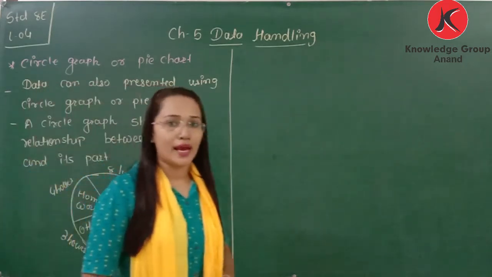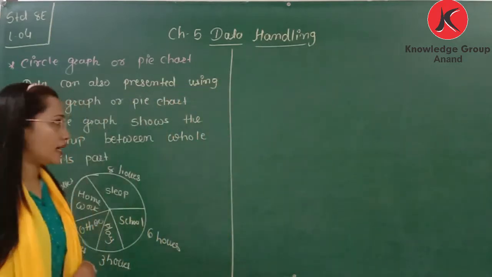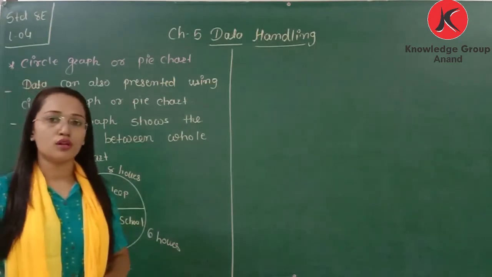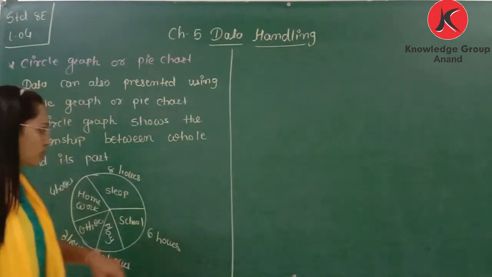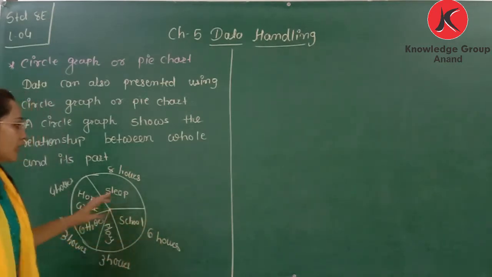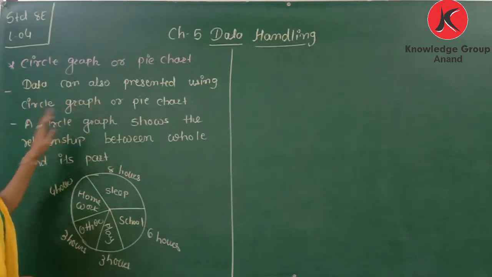Also we learned about the line graph previously. But now today we will start the pie chart. Now what is a pie chart? Pie chart is also called the circular graph. Why? Because we are representing the data in a circle. So data can also be presented using a circle graph or pie chart.